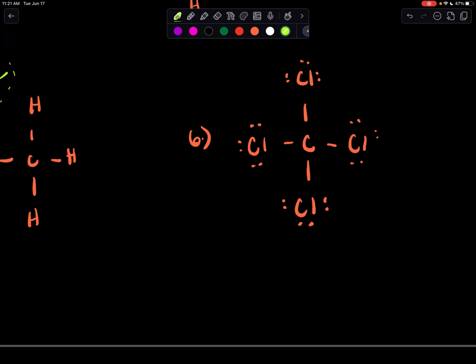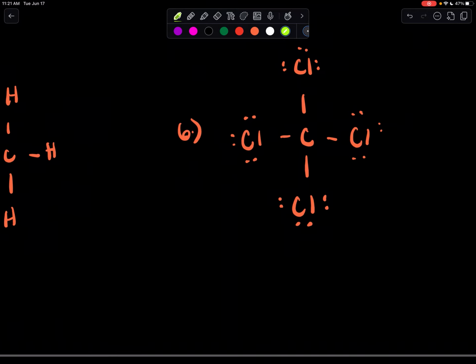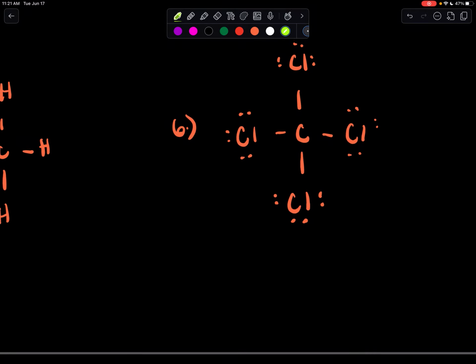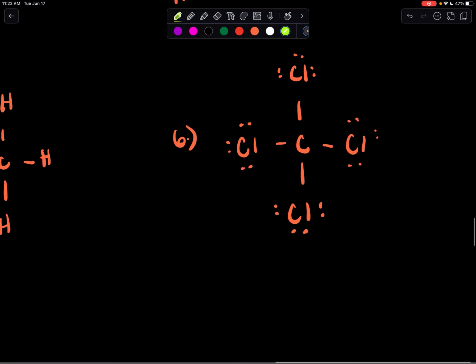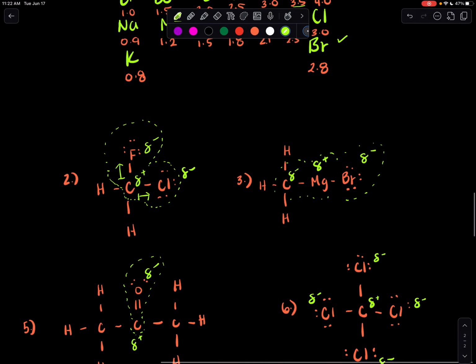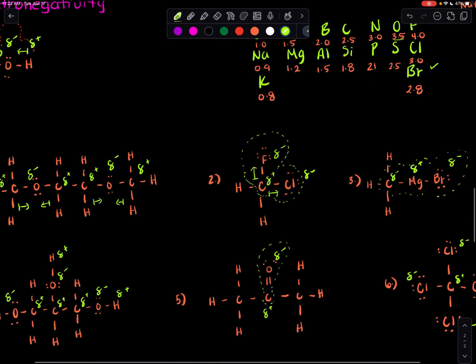Alright, so for our next one, we see a carbon surrounded by a bunch of chlorines. We know on the periodic table that chlorine is more electronegative than carbon. So all of the chlorines are going to have that partial negative. And what is our carbon going to have? Partial positive. And that is it for electronegativity.